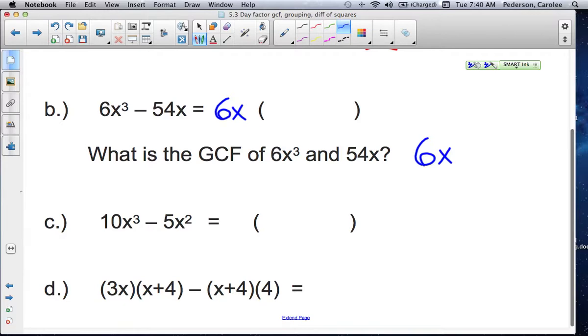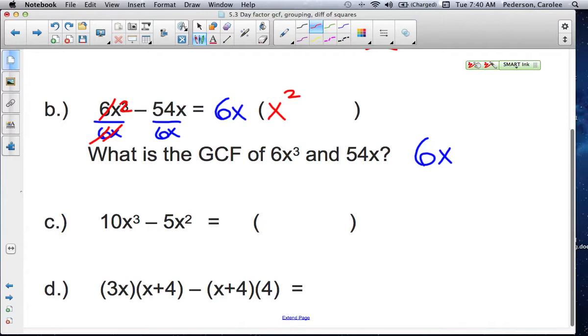Now I'm going to figure out what I'm left with. So I'm going to divide both of them by 6x. Let's see what I'm left with to put in that parentheses. Well, 6 and 6 will cancel. An x and an x will cancel, so I'm left with now an x squared, and that's gone. So now what's inside in this first term is an x squared.